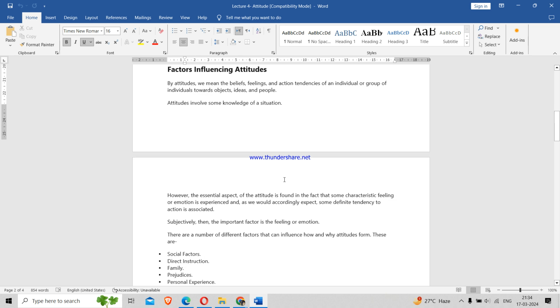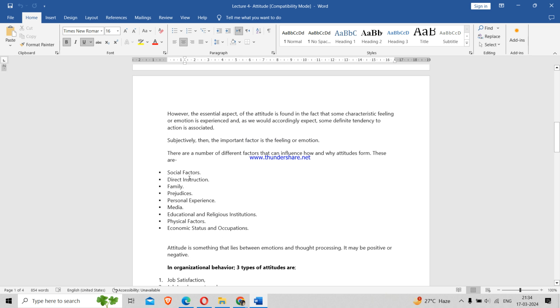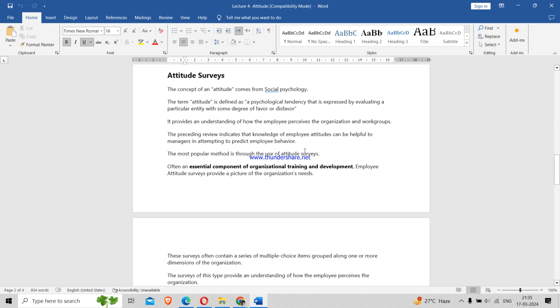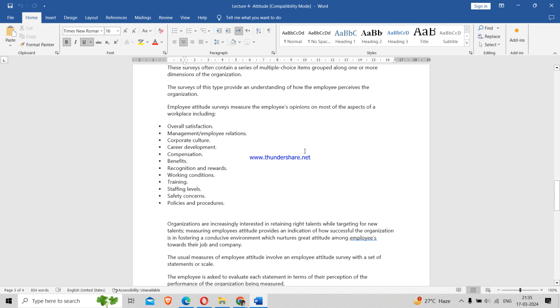What are the factors that affect your attitude? Social factors, as we have already discussed, direct instruction, family, personal experience, media, physical factors, economic status and occupations. All these factors influence whatever attitude you have developed. The important part of your attitude is your emotional intelligence. What is emotional intelligence? It is called the emotional quotient and is defined as the ability of an individual to understand his own behavior and emotions as well as others' behavior and emotions. There are 4 types of emotional intelligence. The first one is self-awareness.